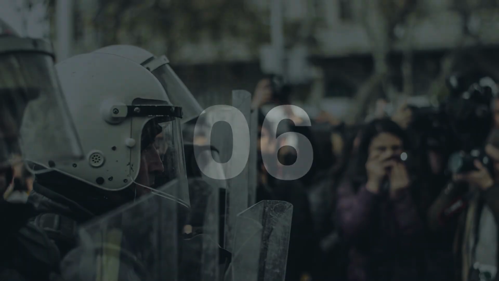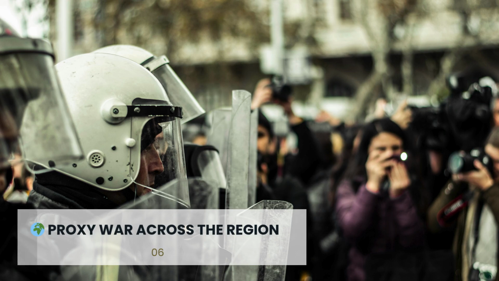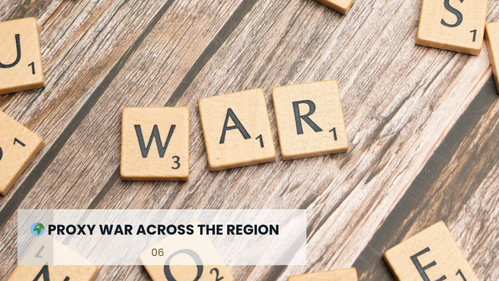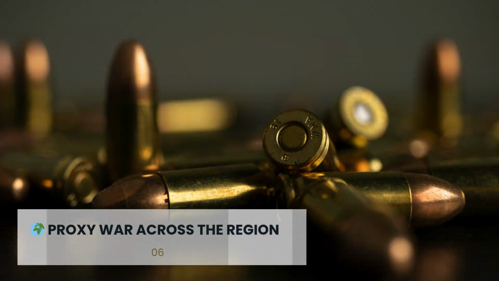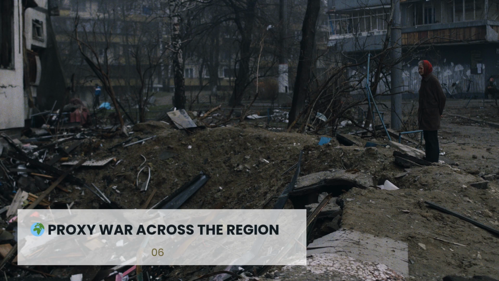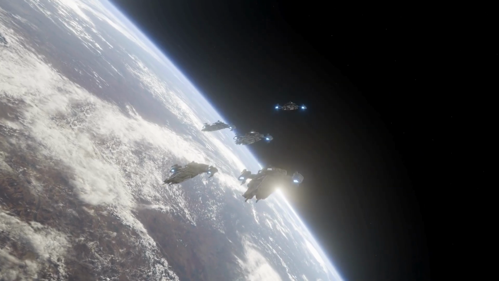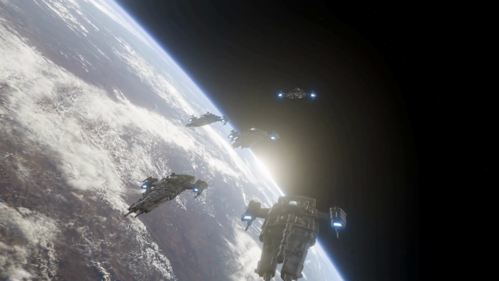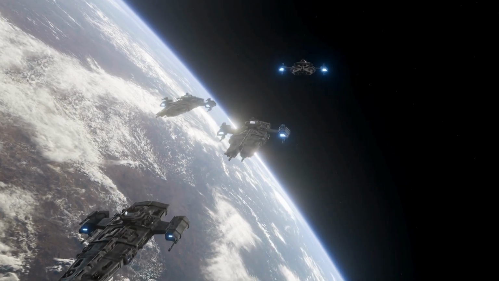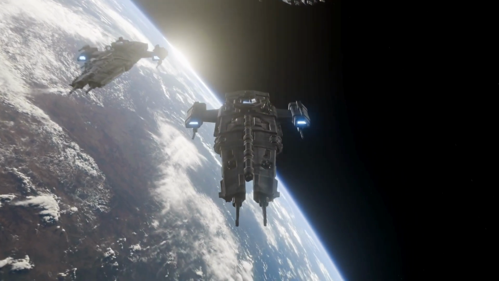On number 6, proxy war across the region. This is not just happening inside Iran or Israel. Iran has influence through groups in different countries. So the conflict spreads into places like Syria, Iraq, Lebanon. That is why it is called a regional conflict, not just a single war. So we have covered the cause and the structure of the war. So let's look at why this conflict affects the entire world.